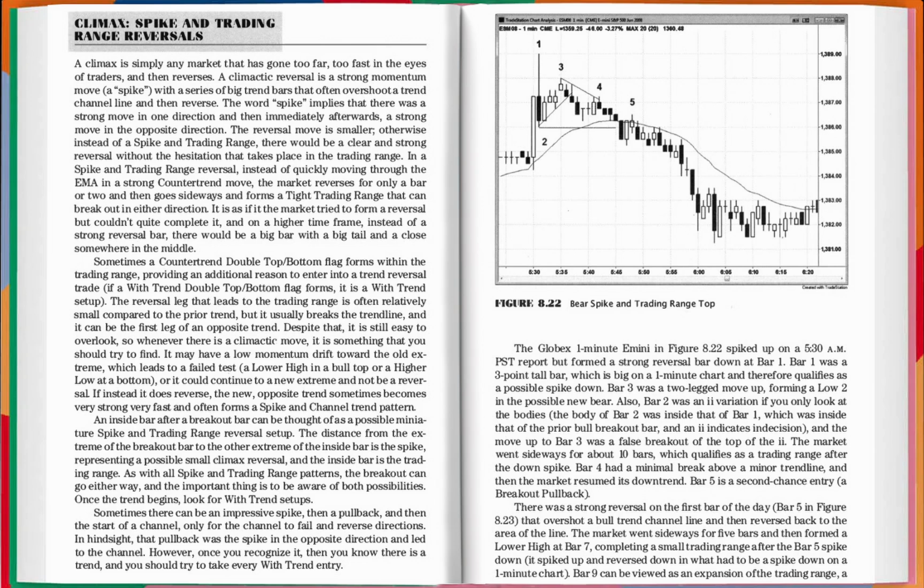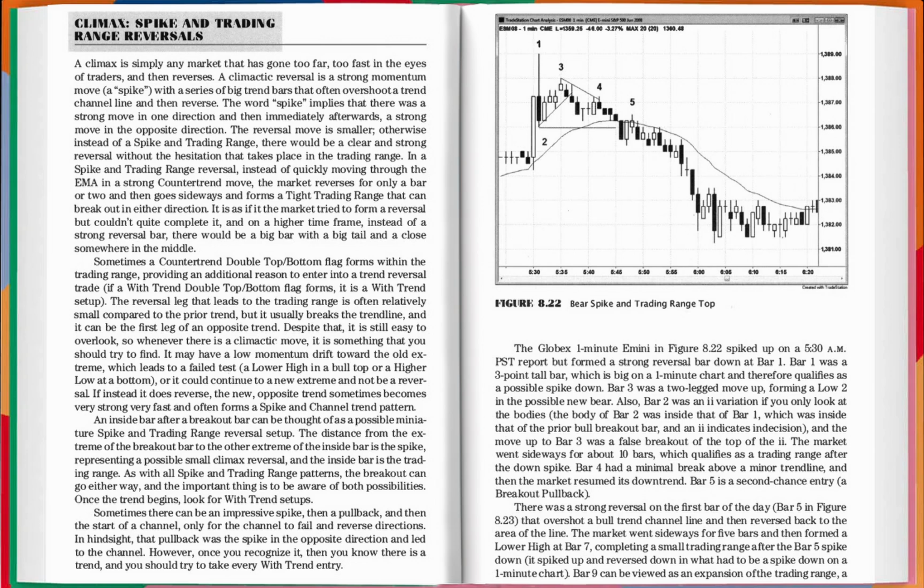Once the trend begins, look for with-trend setups. Sometimes there can be an impressive spike, then a pullback, and then the start of a channel, only for the channel to fail and reverse directions. In hindsight, that pullback was the spike in the opposite direction and led to the channel. However, once you recognize it, then you know there is a trend, and you should try to take every with-trend entry.